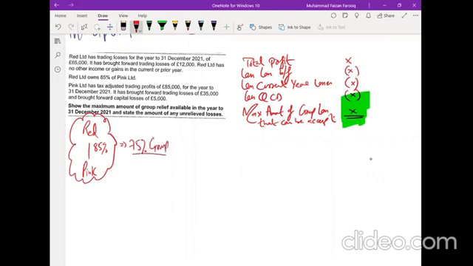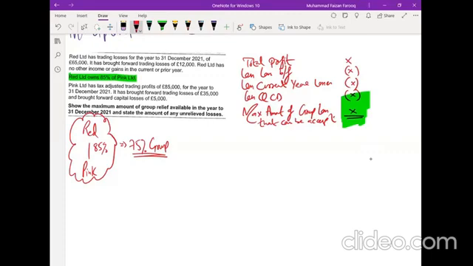Show the maximum amount of group relief available in the year to 31st December 2021 and state the amount of any unrelieved losses. Okay, we have to calculate for both. First of all, we identify whether they are a group or not. You read this line that these are 85%, which means it's a 75% group, right?